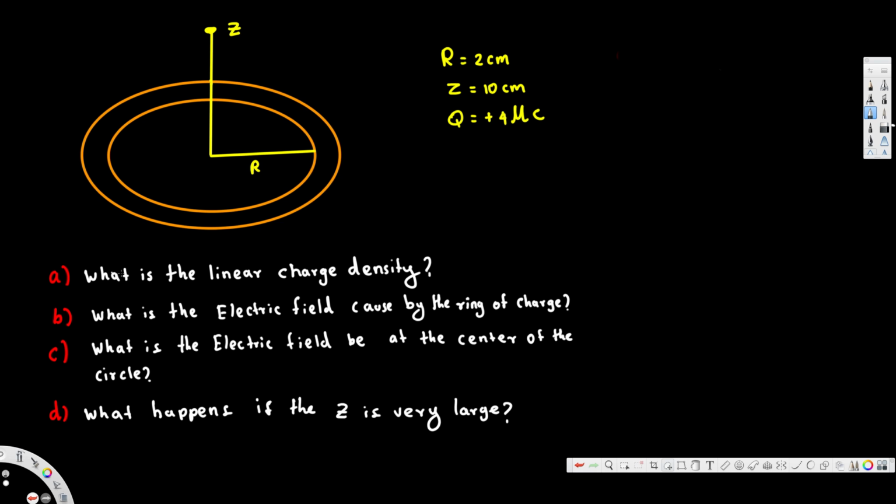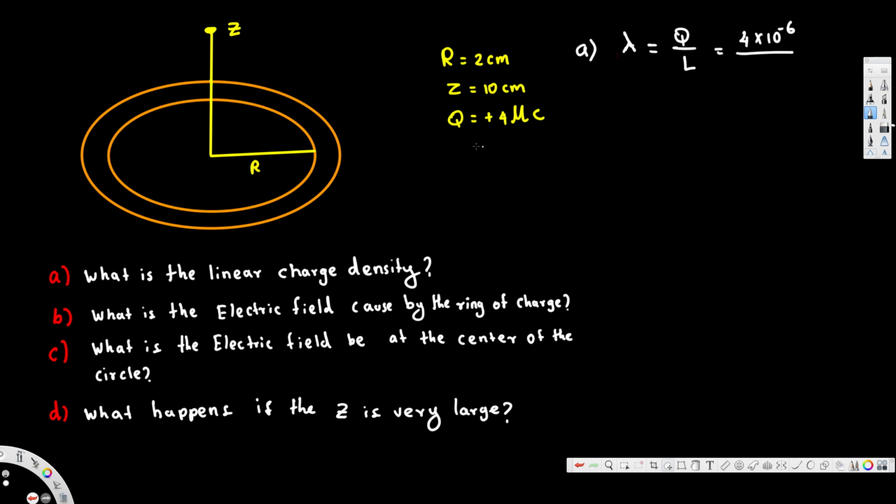Now let's look at the first question. First question is asking what is the linear charge density. To calculate linear charge density, we use this equation. Lambda is the term for linear charge density, that is equivalent to Q over L. Q is the charge provided, that is 4 times 10 to the power of minus 6.